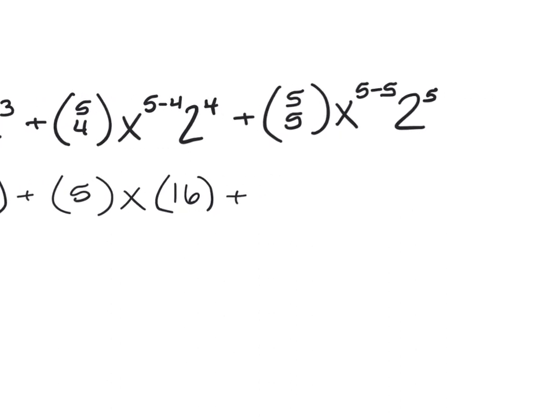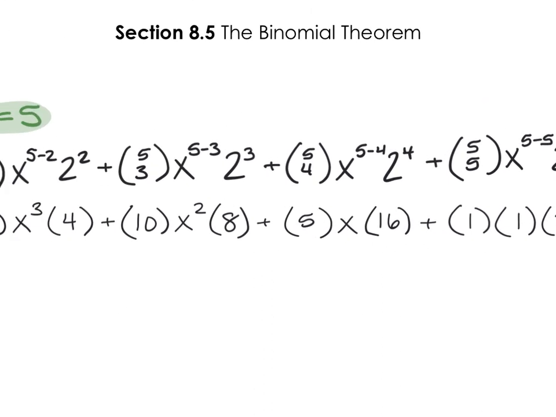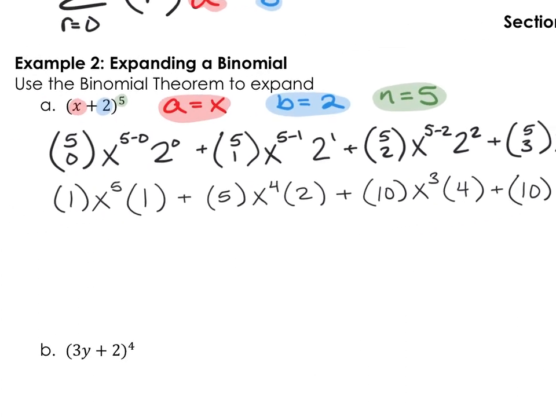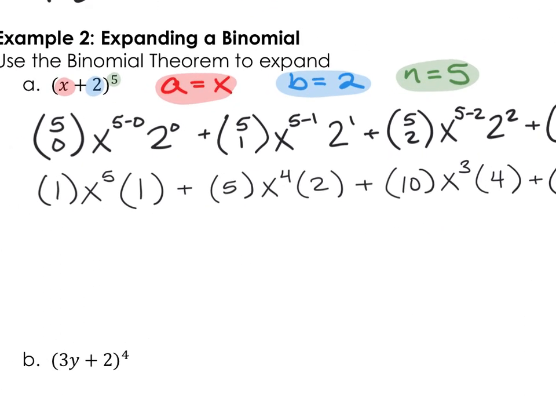Last but not least, 5 choose 5 returns 1. X to the 5 minus 5 is x to the 0. What's anything to the 0 power? 1. And then 2 to the 5th is 32. All that's left now at this point is to multiply all of the coefficients together to simplify it into what typically looks like a polynomial function.